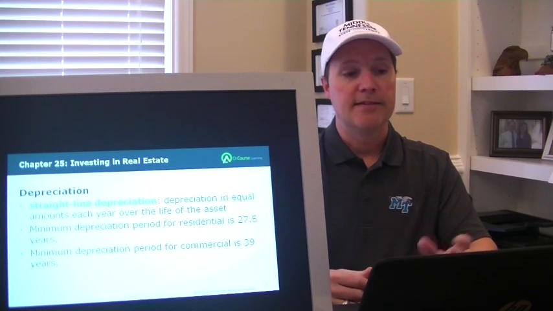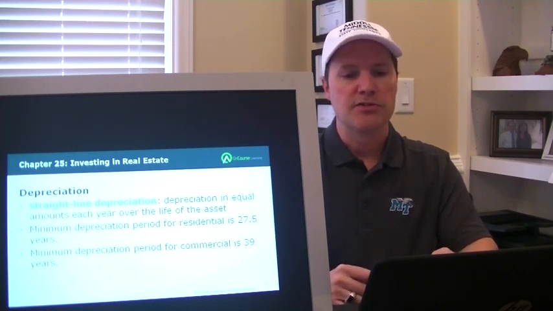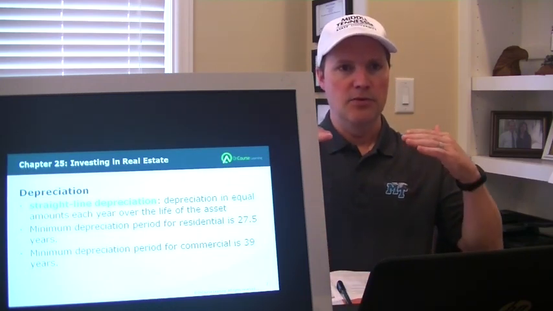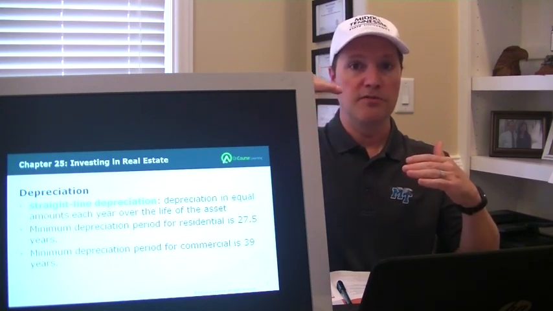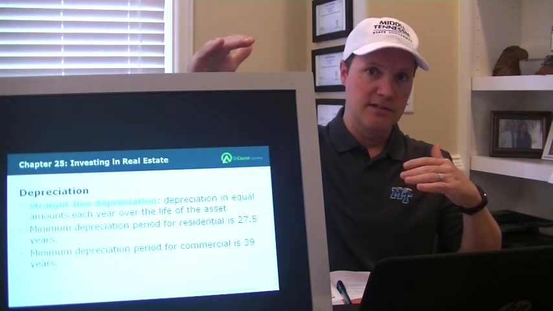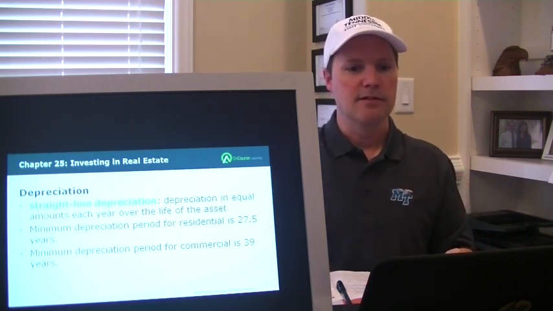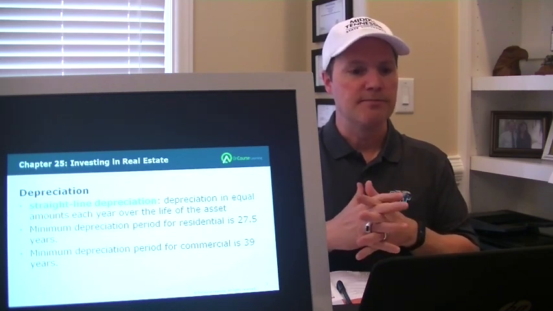Depreciation. They have straight line depreciation. Depreciation is equal amounts each year over the life of the asset. The minimum depreciation period for residential is 27.5 years. Okay, so once a property is built, from that first year it usually appreciates pretty well for 27.5 years, and then it might start to flatten out. And then some properties, if they're not taken care of, will actually go down in value. So they say about 27.5 years for that minimum depreciation period.